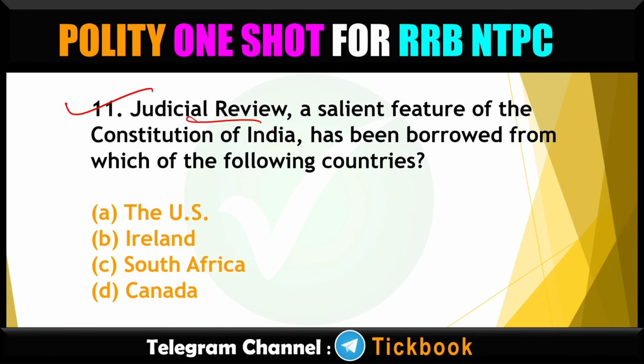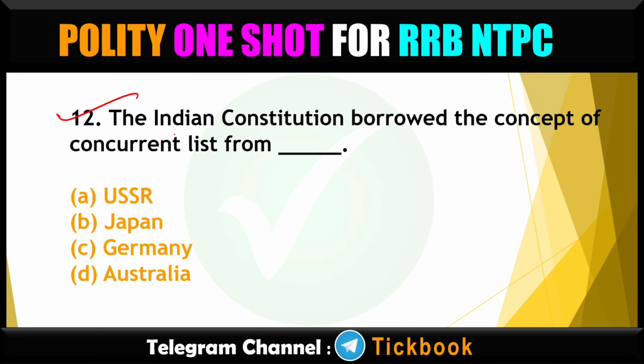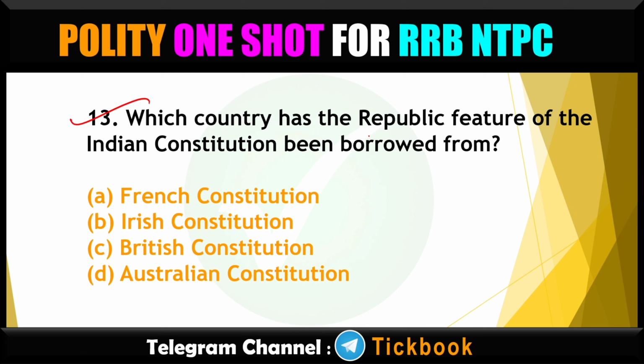11. Judicial review, a salient feature of the Constitution of India, has been borrowed from which of the following countries? Option number A, the USA. Question number 12. The Indian Constitution borrowed the concept of concurrent list from? Option number D, Australia. 13. Which country has the republic feature of the Indian Constitution been borrowed from? Option number A, French Constitution.